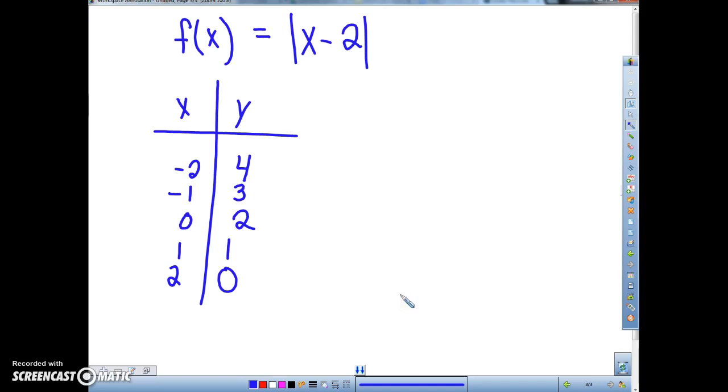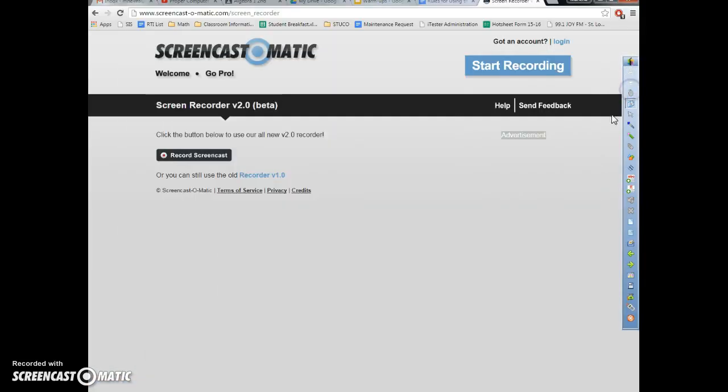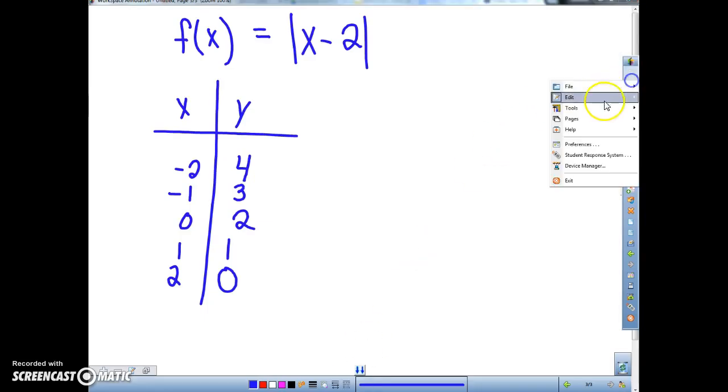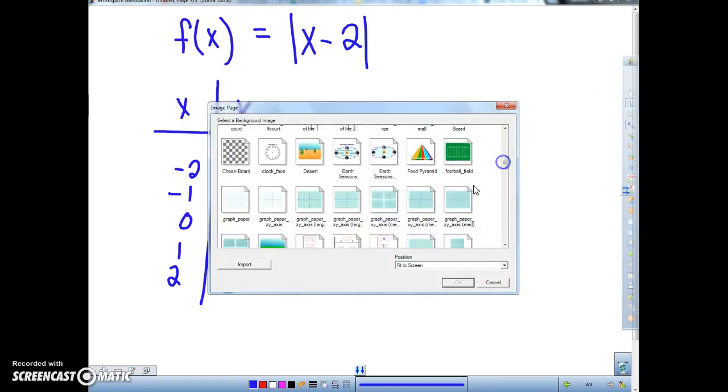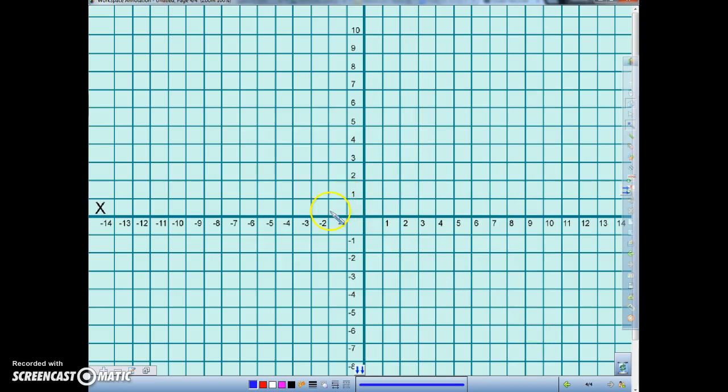So hopefully your t-chart and my t-chart match. And so let's graph these points. We have -2, +4. -1, +3. We had 0, 2. We had 1, 1, and 2, 0. If you notice, we have not seen our turning point yet. It looks like it's going to be turning somewhere down here.